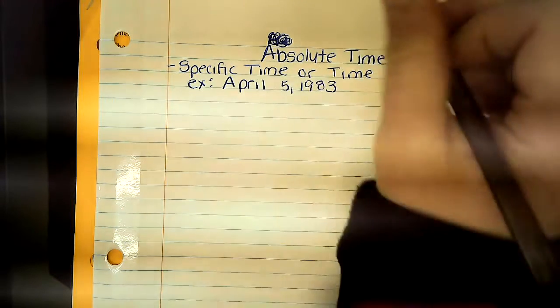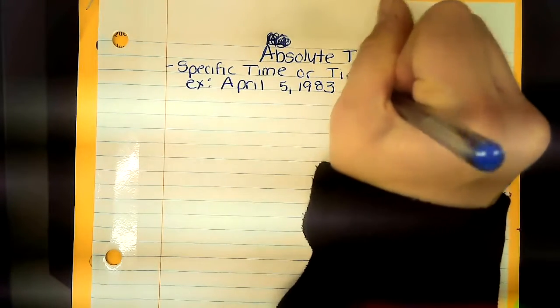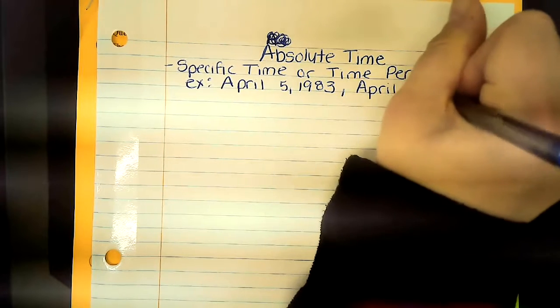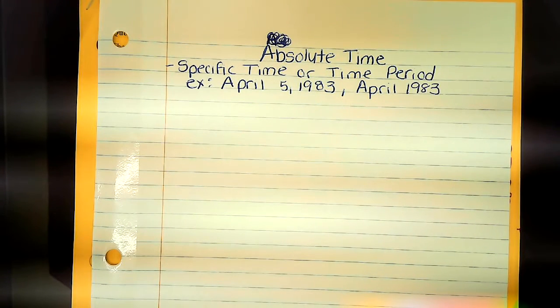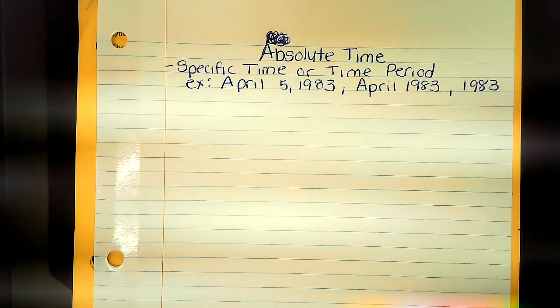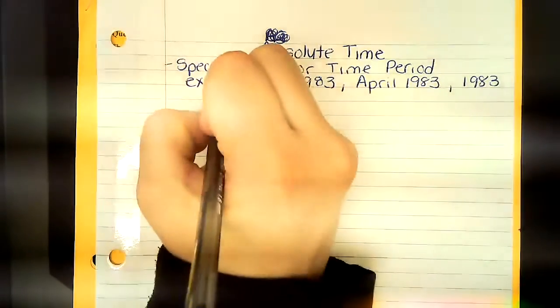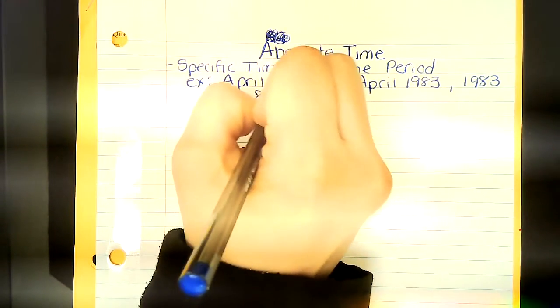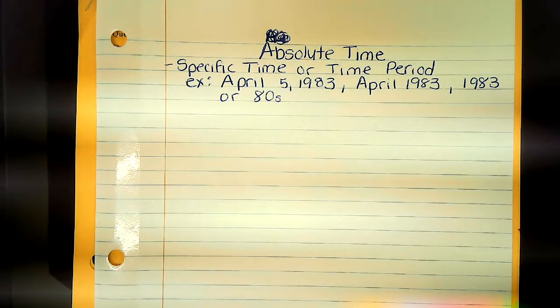But another example of an absolute time is just saying April 1983. While it doesn't pin it down to a specific day in April, it is a specific month in 1983. So it's still an absolute time. You could still flip your calendars to that month. So is saying 1983, still a specific time period. Or just the 80s. That's a specific time period. That is an absolute time.